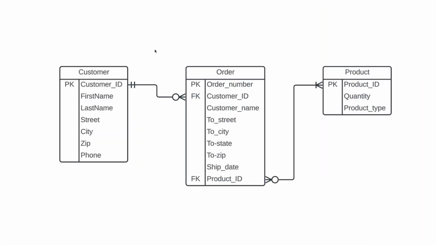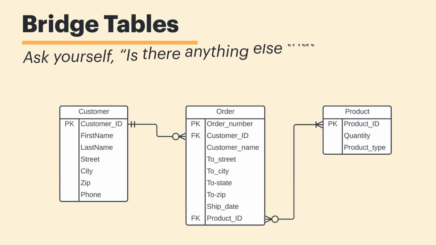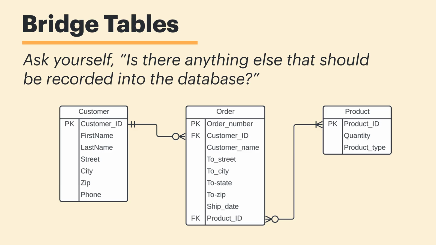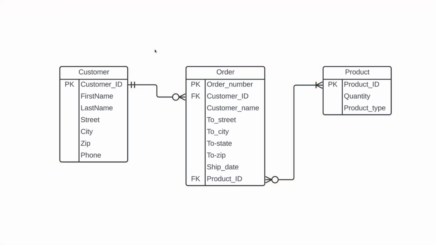Something else we should talk about are bridge tables. When we're building an ERD, we should be asking ourselves if there's anything else that should be recorded into the database. For example, there may be times where we have two entities connected to each other with more happening between them than is currently being shown. That's when we use a bridge table. To illustrate this point, we're going to strip down our diagram to customer and product.